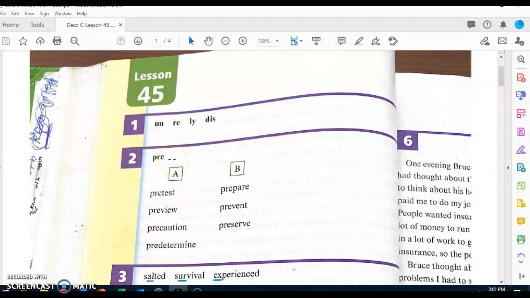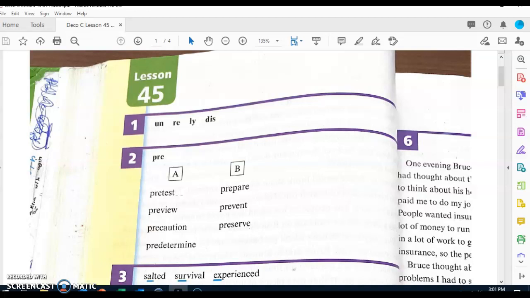Now, touch the letters PRE in part 2. We should be looking at this part, boys and girls. Now, when those letters appear at the beginning of a word, they usually mean before. What does pre mean? Get ready. Before. Touch the first word in column A. First word. What word? Pretest. What does pretest mean? A test you take before you study something.